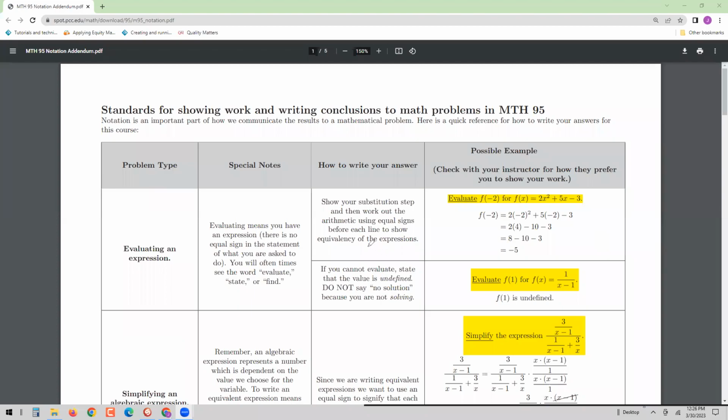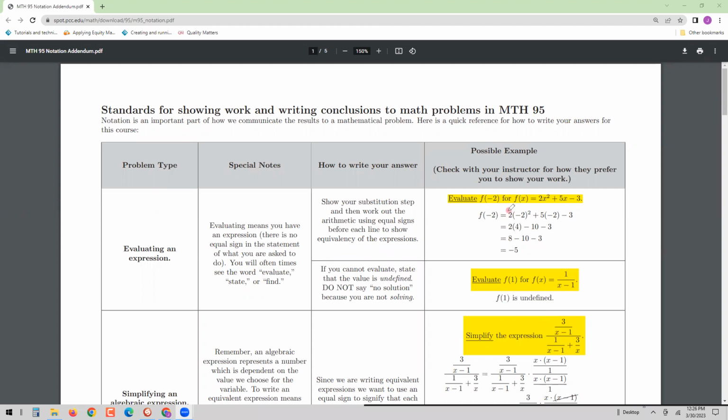I want to take a quick look at the notation guidelines for Math 95 and to give you some quick tips to get you going for the term. So this document is in the course page. It's 5 pages long. It seems like a lot, but there are a lot of things that are in common.